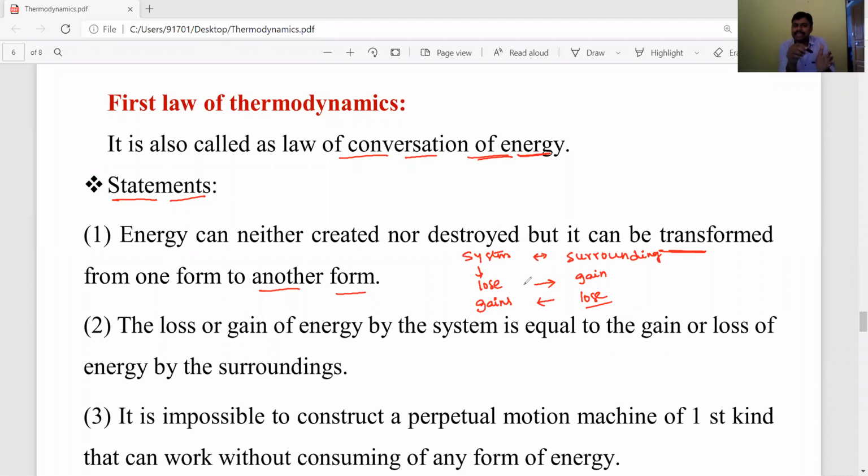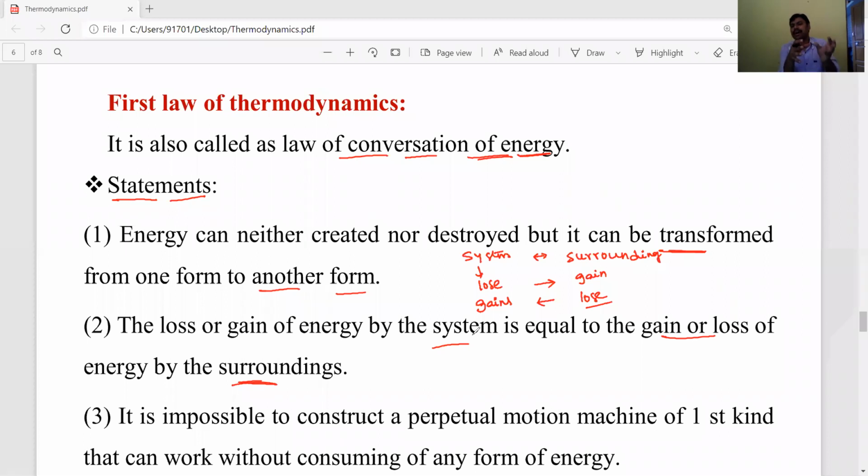Means the energy is exchanging between the system and surroundings, and surroundings and system. The loss or gain of energy by the system must be equal to the gain or loss of energy by the surroundings. Okay, students, both are equal. Energy is not destroyed; it is converted from one form to another form, transferred from system to surroundings or surroundings to system.